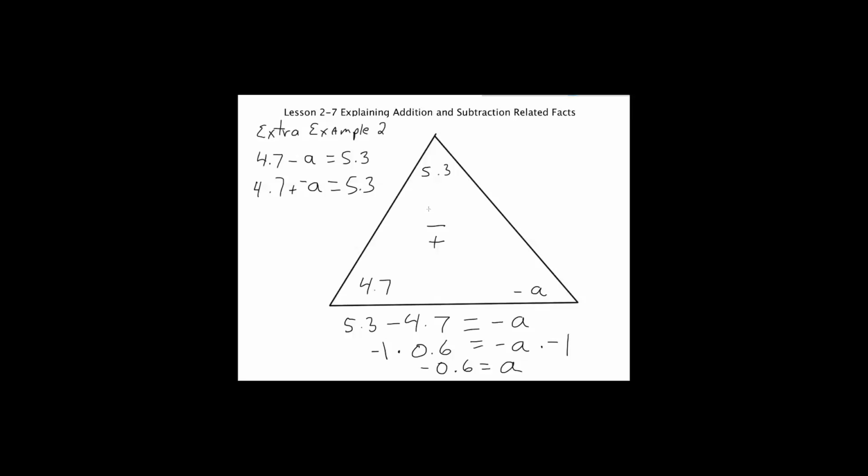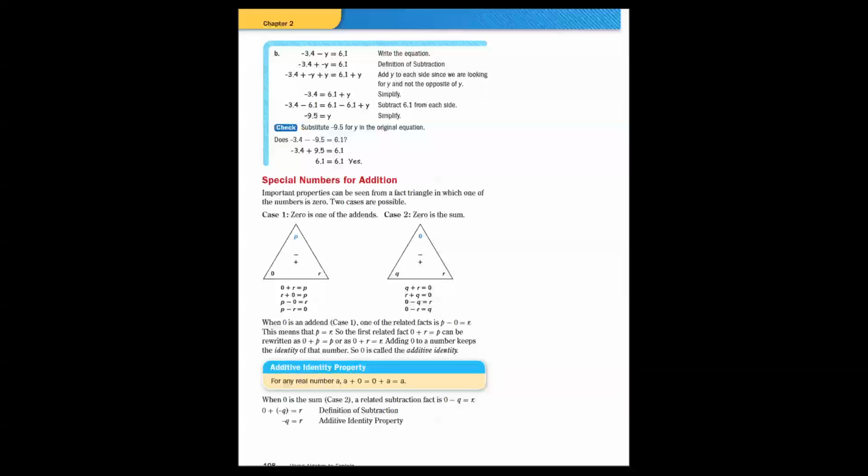We've got a little bit more here in this lesson I'd like to take a look at with you in the textbook, and then I'll cut you loose on the assignment. Okay, here we go. This is the end of 2-7, the special numbers for addition. We can get some of this from the math fact triangle, in which one of the numbers is 0. And there's two possible cases. Either 0 is one of the add-ins or 0 is the sum. 0 is the additive identity. So anything plus 0 is going to be equal to whatever it was to begin with.